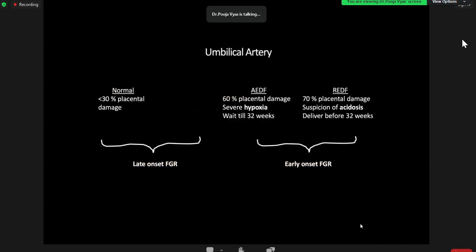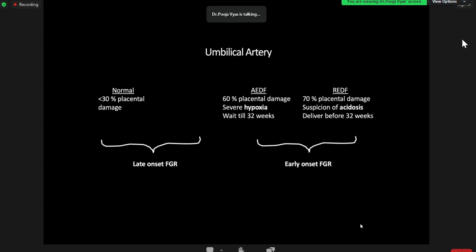Now, as we have talked till now, late onset FGR occurs after 32 weeks, and it occurs when placenta is less than 30% damaged. That means that umbilical artery will almost be normal. Whereas early onset FGR occurs when there is absent end diastolic flow or reversed end diastolic flow, which means that 60 to 70% of the placenta is already gone.